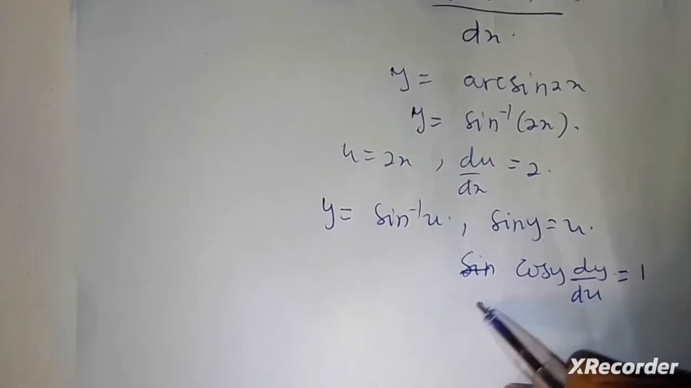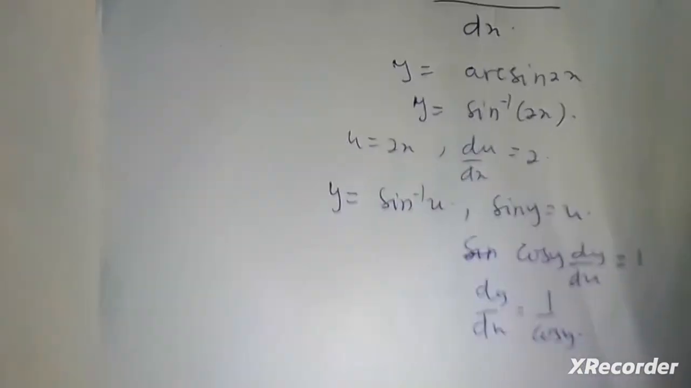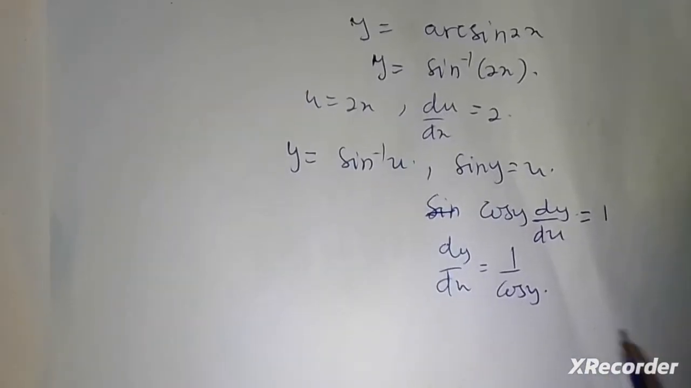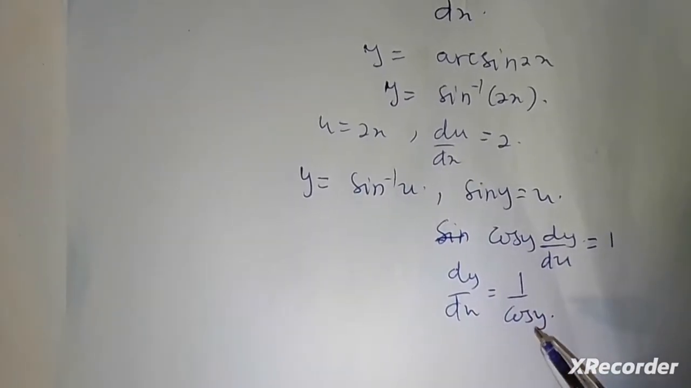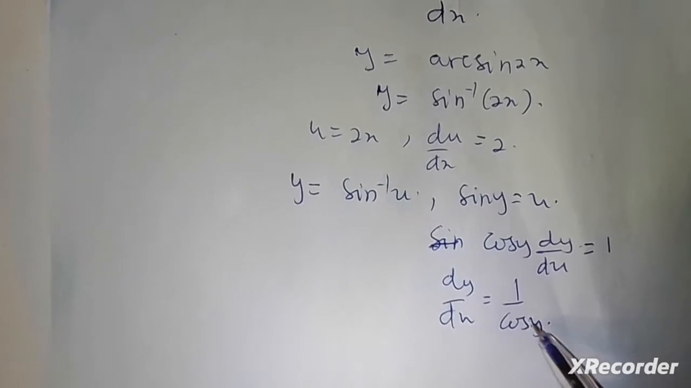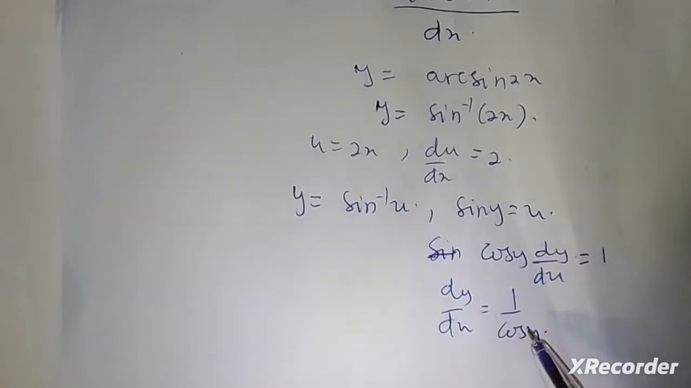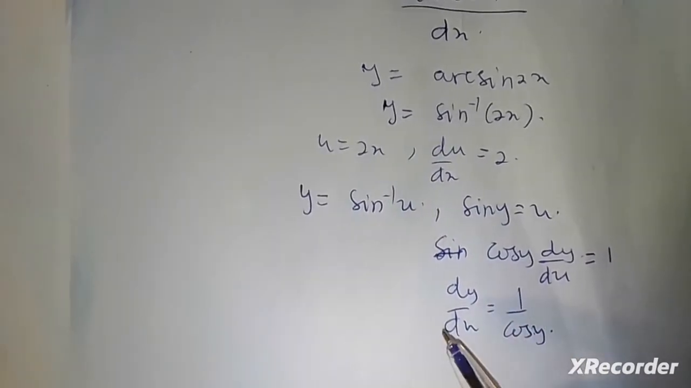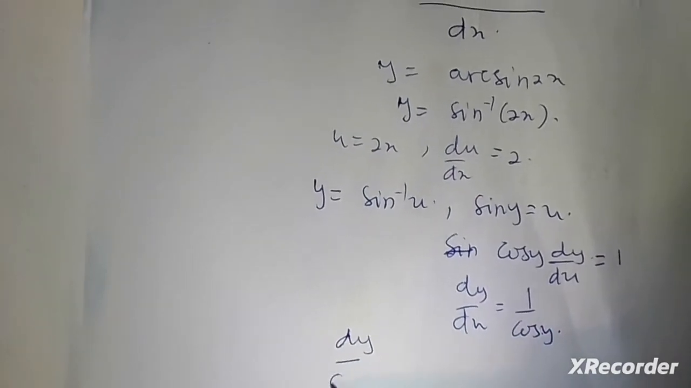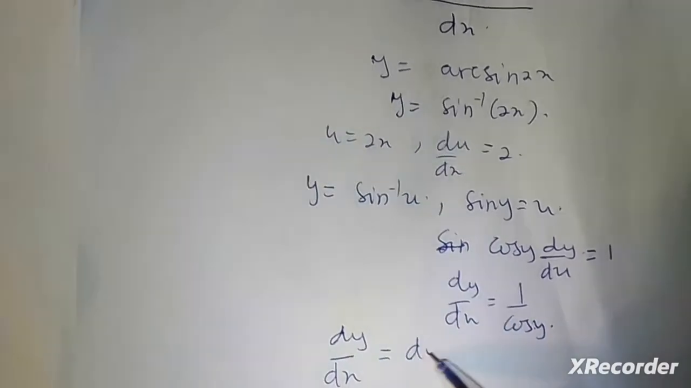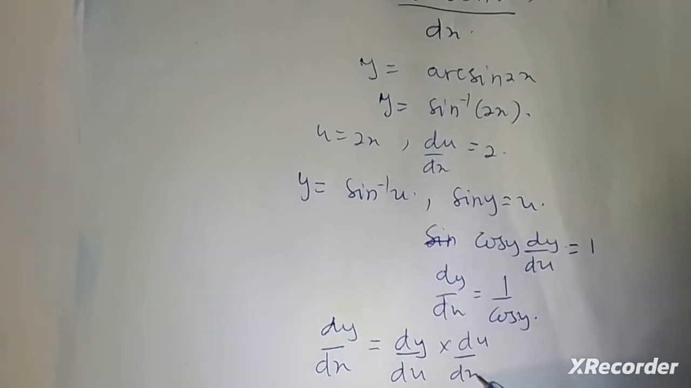So at this stage, our dy over du is equal to 1 over cos y. So this is what we have got now. The next thing to do is to find y itself. The question is demanding dy over dx, not dy over du. So in order to move ahead, we know that dy over dx will be equal to dy over du multiplied by du over dx.